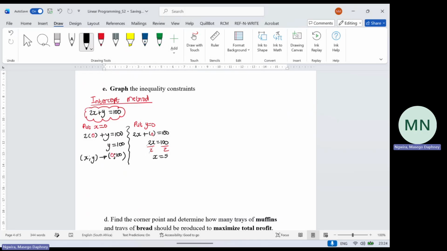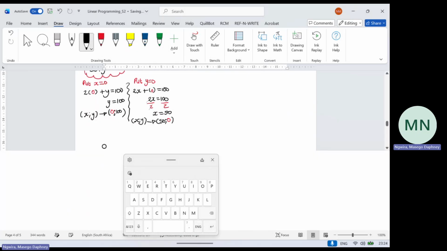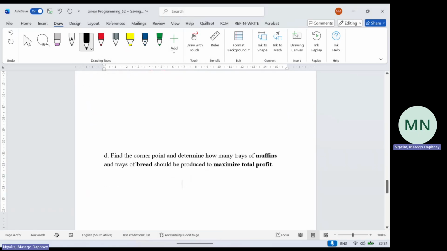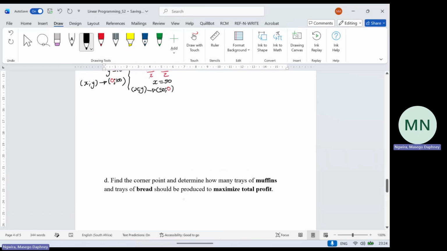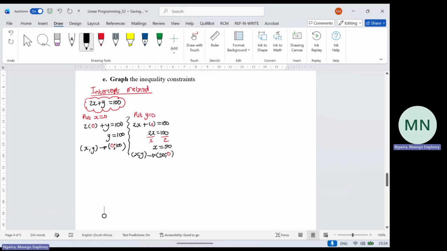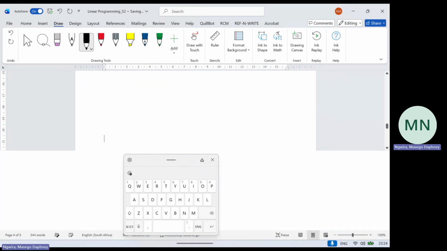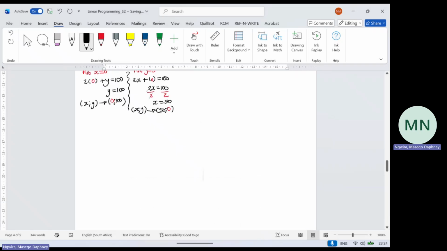So what does it mean? It means that now my point (x, y) is going to be, when my x is 50, then my y is 0. Okay, this is my second point. And then now we are going to use the second function to solve this.